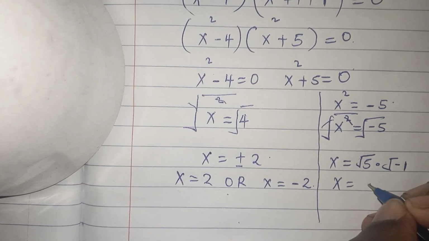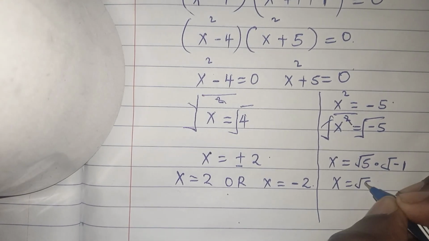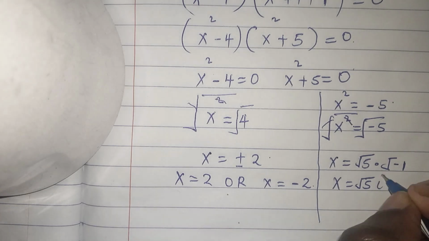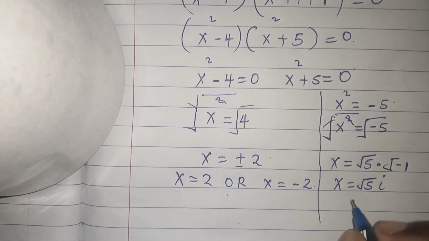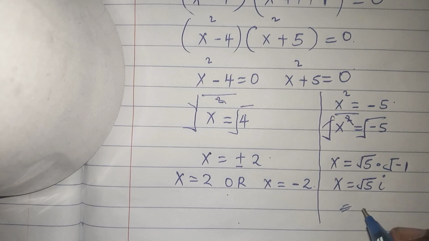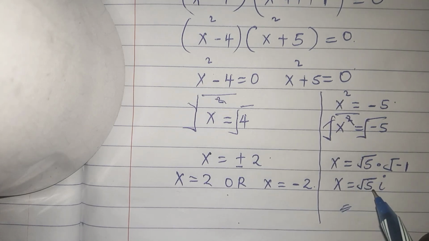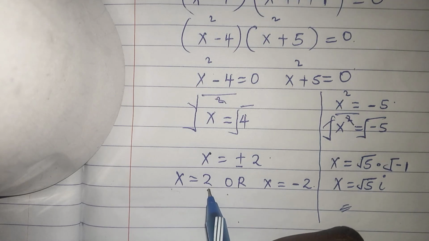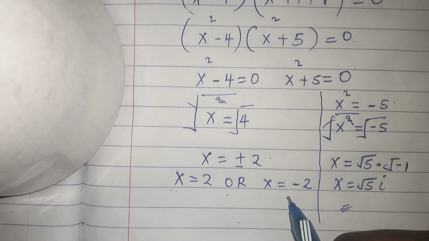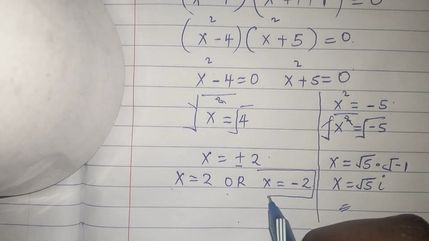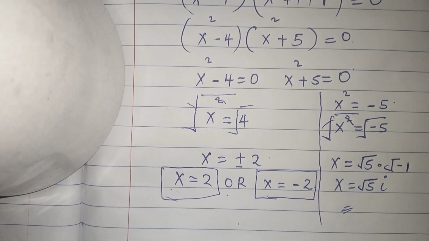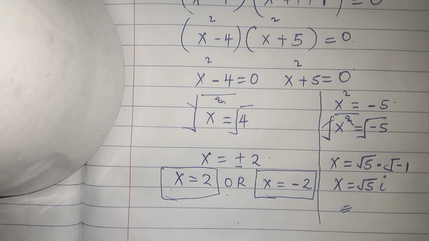So x is equal to square root 5, square root negative 1, this gives us imaginary. So this is our complex solution. x is equal to square root 5 imaginary, or x is equal to 2, x is equal to negative 2. So these are our real solutions. So let us now try using the second method.